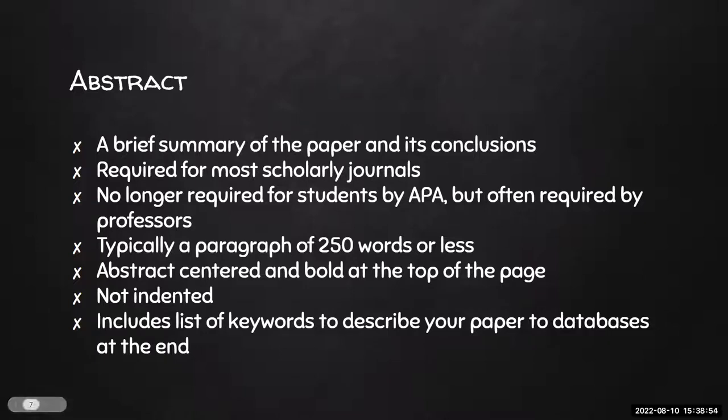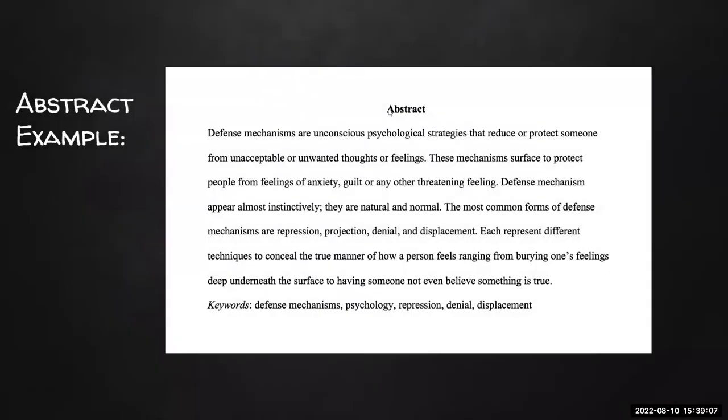The word abstract is centered and in bold at the top of the page. This paragraph will not be indented. It will be double spaced, and it will include keywords at the end. Here's an example: bold, left margin, keywords.